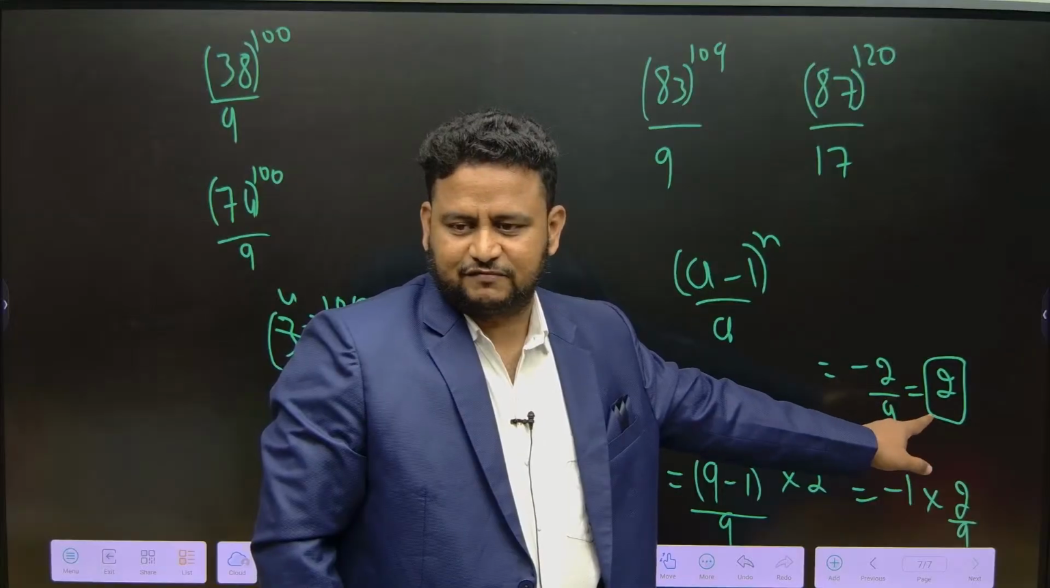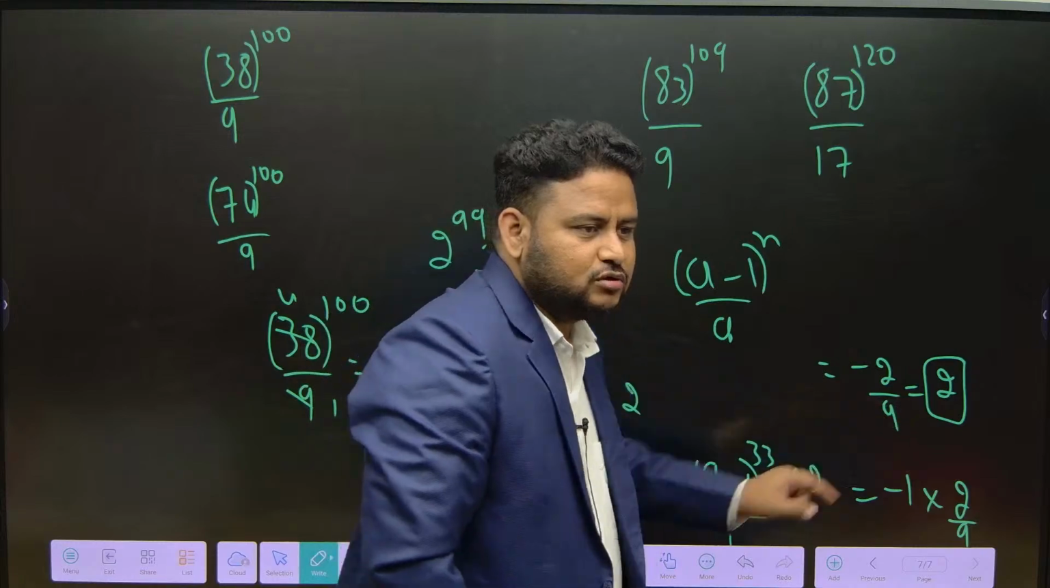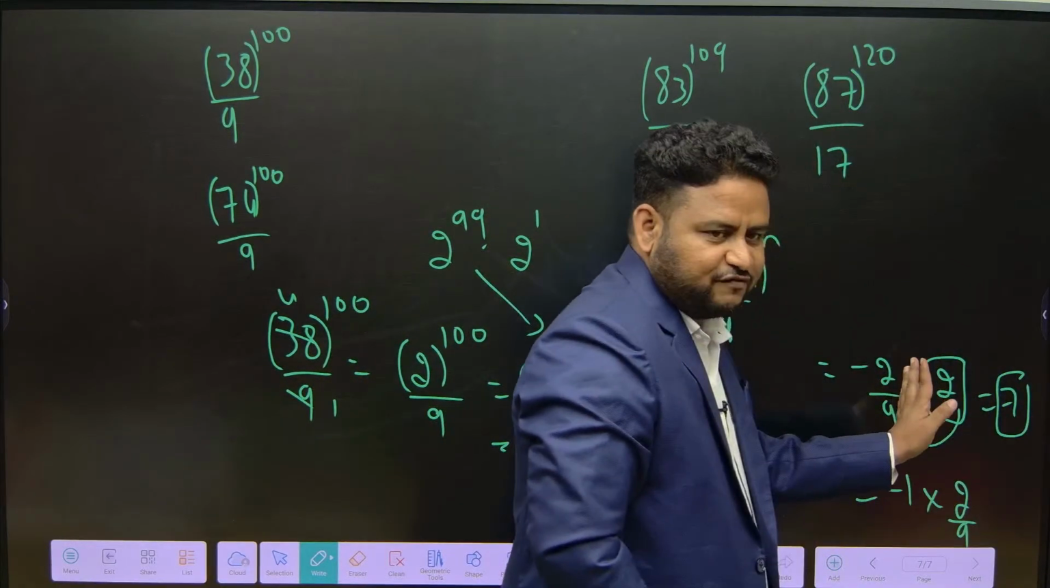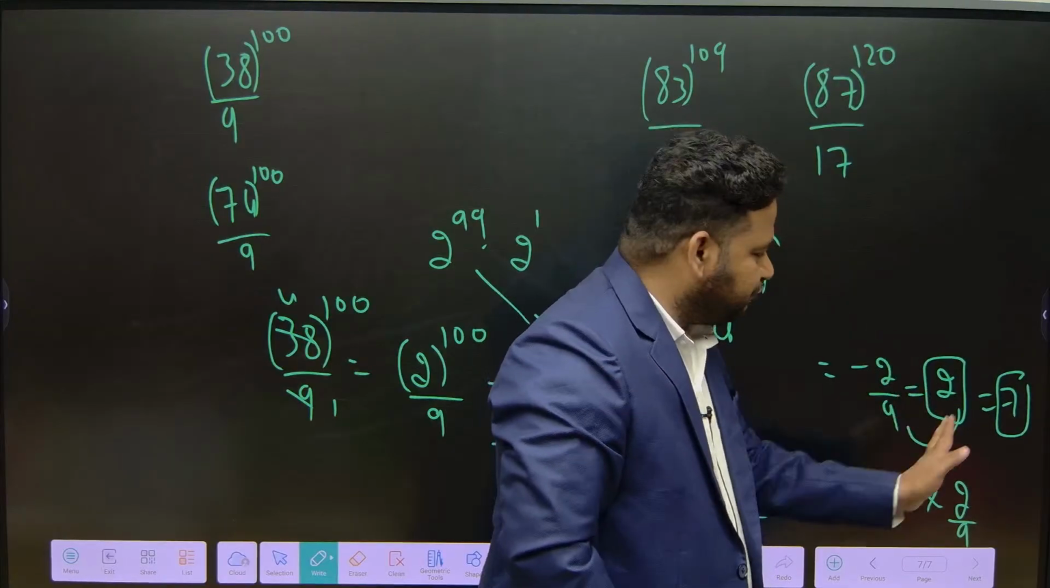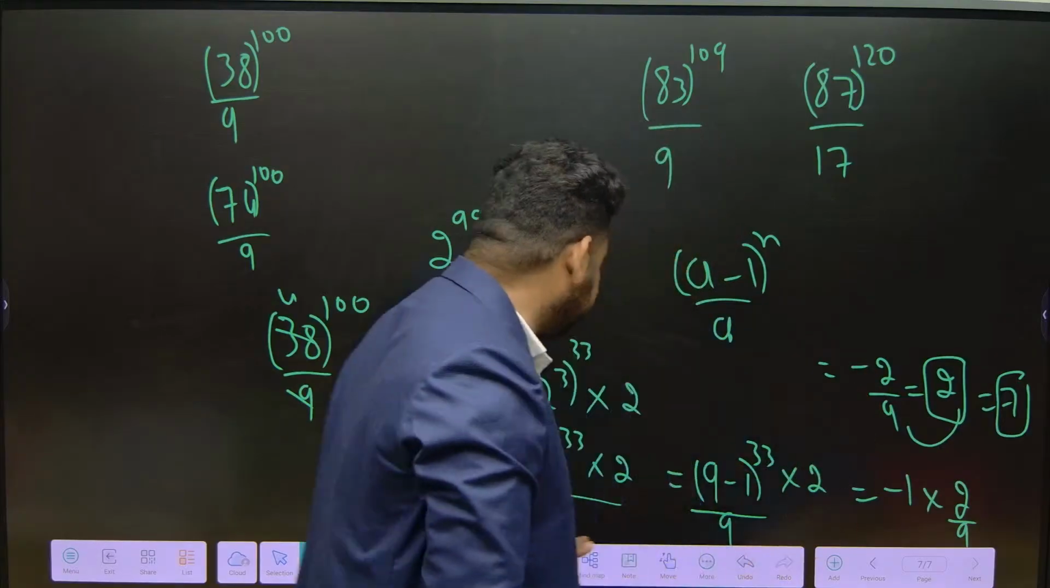What is the positive remainder for this? This 2 is the negative remainder. What is the positive remainder? 9 minus 2, 7. So the answer will be 7. If they give 2 directly, that is totally fine, if they give a negative remainder. But if you want the positive remainder, it should be 9 minus 2, 7. Understood? Again I will repeat, see here.